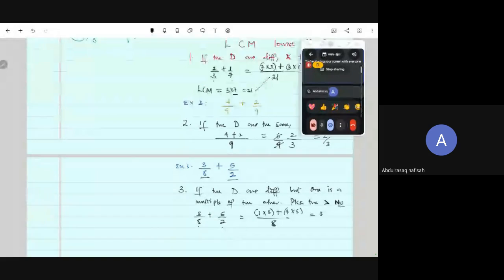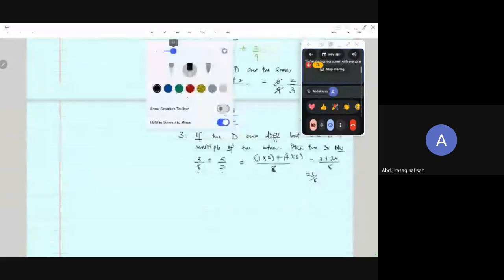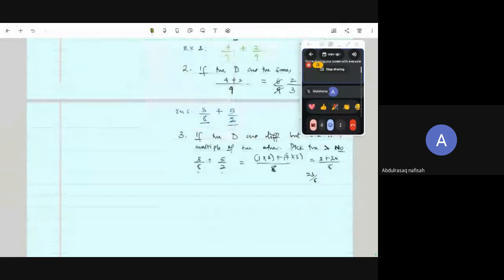1 times 3 is 3. Plus 4 times 5 is 20, over 8. So 3 plus 20, that's 23/8. Let's look at the last one. The last case that you can have. Example 4. I have 5/6 plus 2/9.